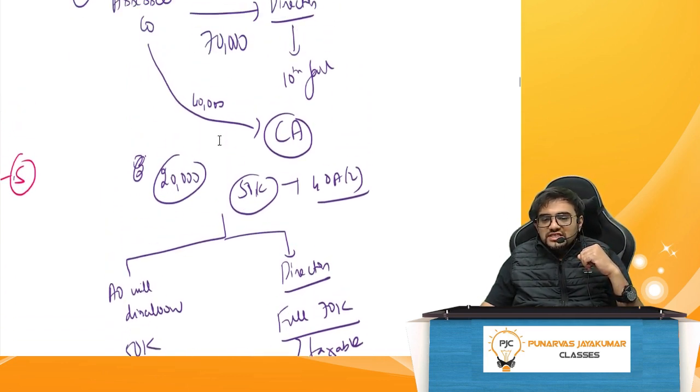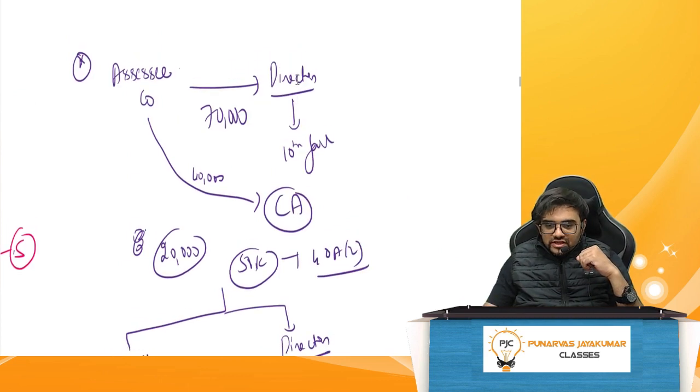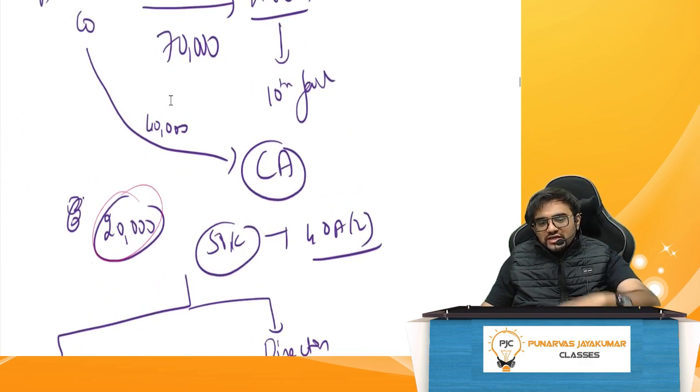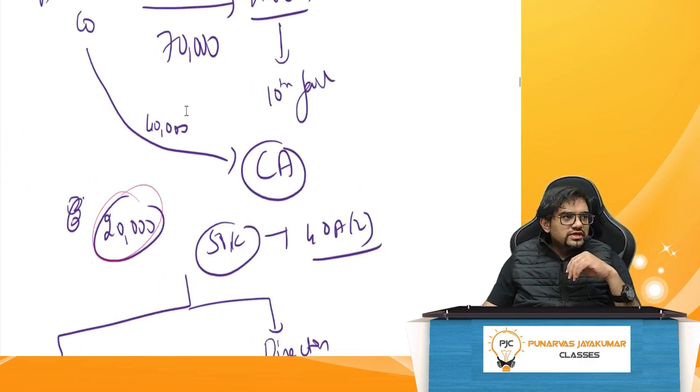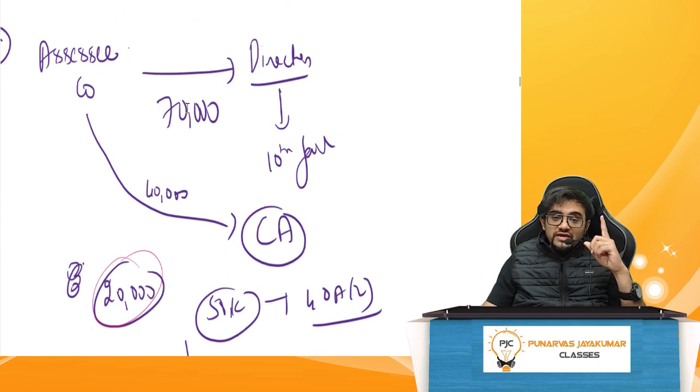Or let's say the SSE pays the director, this fellow here, and the officer may fix it at only 20,000 rupees. The assessing officer will fix that for the director, a 10th standard fail guy, 70,000 is not needed, 20K only is enough. 50K will be disallowed under 40A2.